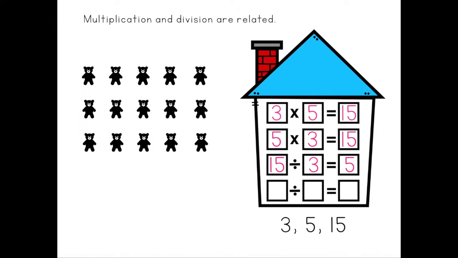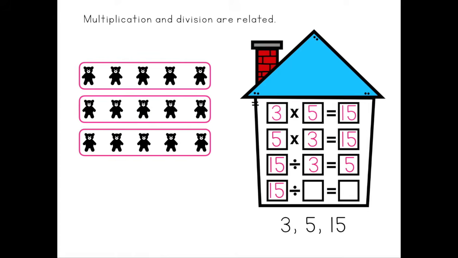I can create another division sentence by grouping my bears in a different way. Again, I'm starting off with 15 bears. Let's divide these into groups of 5. 1 group of 5, 2 groups of 5, 3 groups of 5. So now I can write a division sentence to show how I grouped my bears. I had 15 bears to begin. I put 5 bears in each group, and I had 3 groups all together. 15 divided by 5 equals 3.